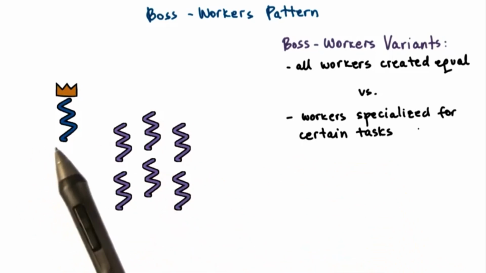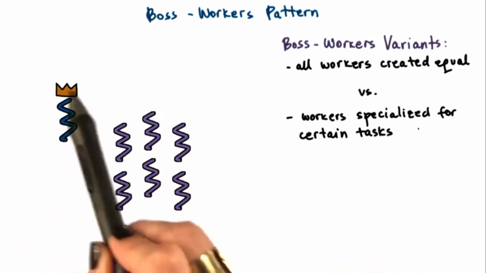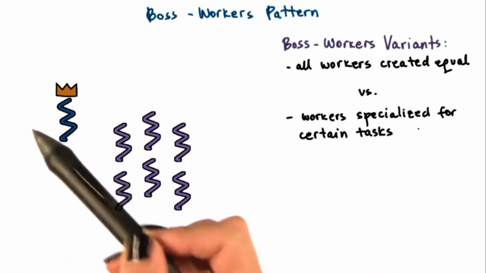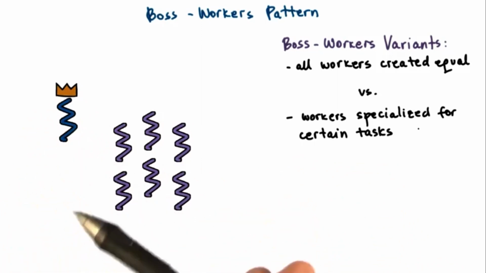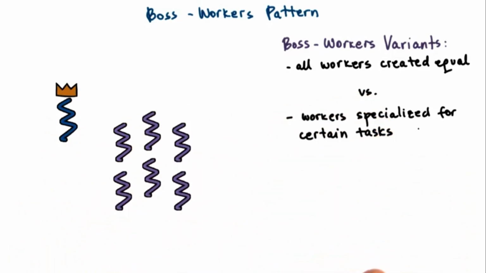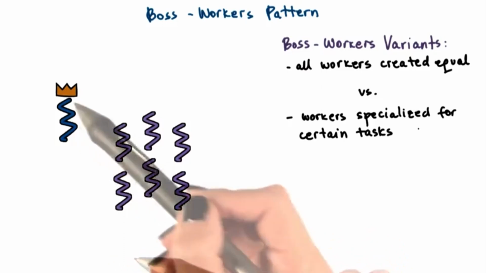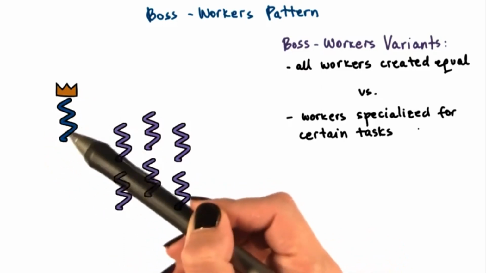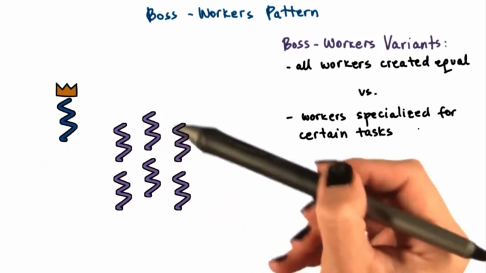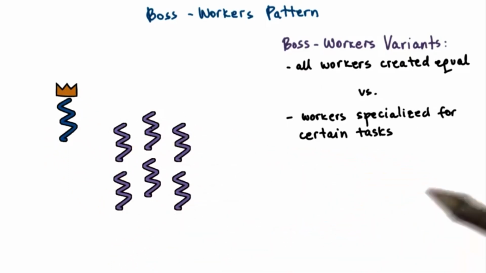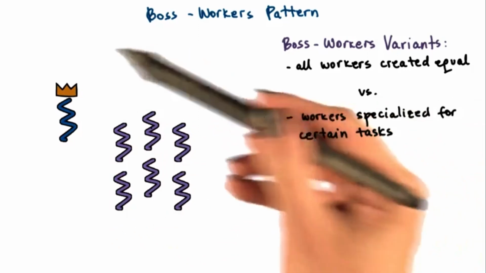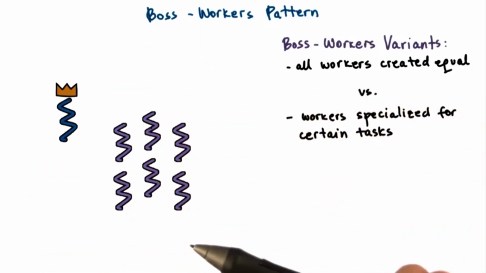One added stipulation in this case is that now the boss has to do a little bit more work for each order, because in addition to just accepting the order, it has to take a look at it and decide which set of workers it should actually be passed to. Now, the fact that the boss has to do a little bit more work per order is likely offset by the fact that each of the worker threads will now be more efficient because they're specialized for the task. So overall, we can achieve better performance.